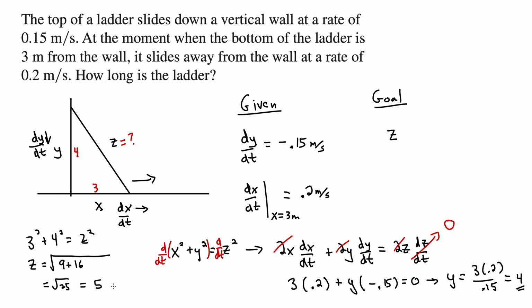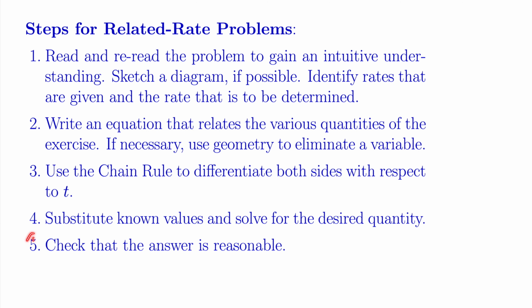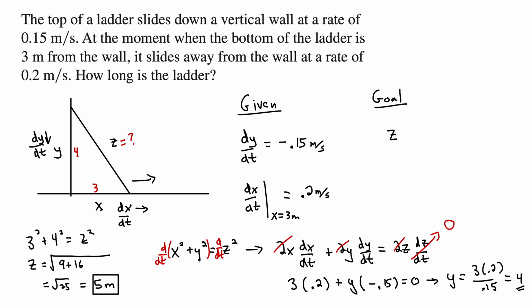5 what? Let's throw on some units. Looks like we're dealing with meters for distance in this case. And there we have it. The last step is just to check to see if this is a reasonable answer. There it is, step 5. Check that the answer is reasonable. Well, yeah, it's reasonable. 5 meters, I would expect that to be about the scale of the ladder.